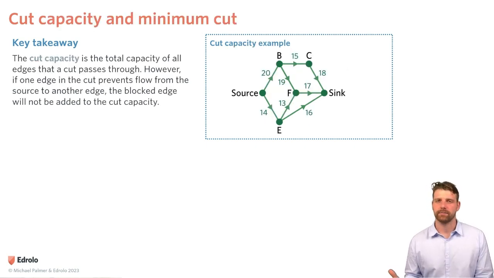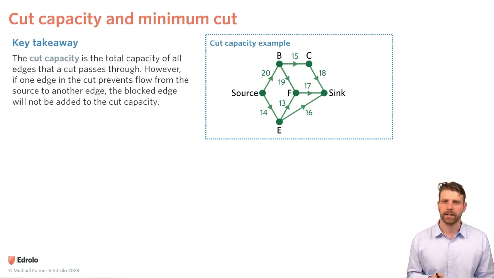Okay, on to our next key understanding, cut capacity and minimum cut. At this point, you might be wondering, what's the point of having a cut? Why do we need it? Well, if we analyze the cuts properly, it can tell us the maximum flow through the network. That's the theorem that's coming at the end. For now, let's work on working out the capacity of a cut.